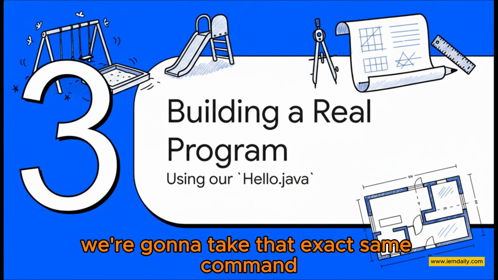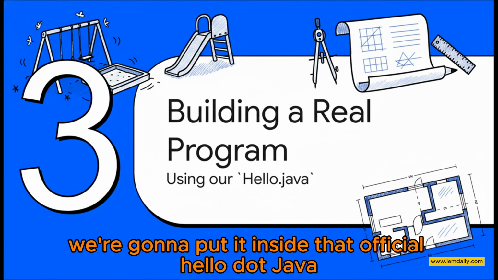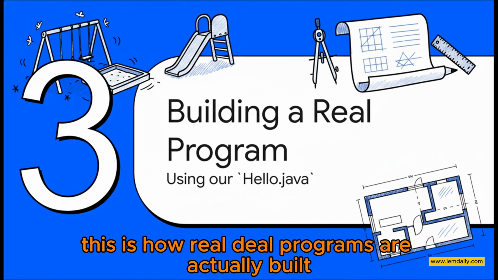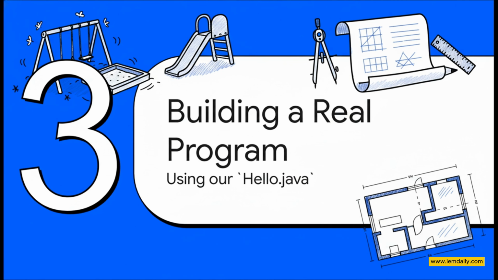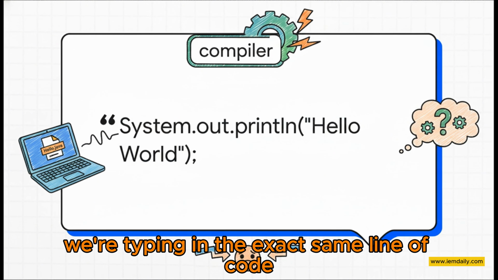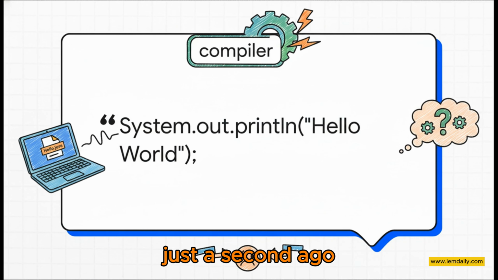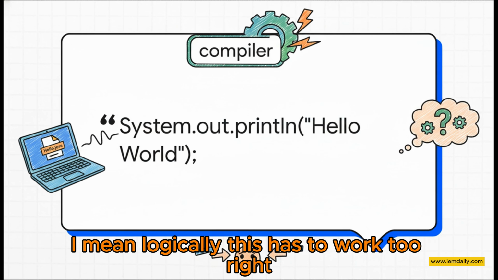We're going to take that exact same command that just worked, but this time, we're going to put it inside that official hello.java file we made. This is how real-deal programs are actually built. So here we are, inside our hello.java file. We're typing in the exact same line of code that worked perfectly in the playground just a second ago. I mean, logically, this has to work too, right?